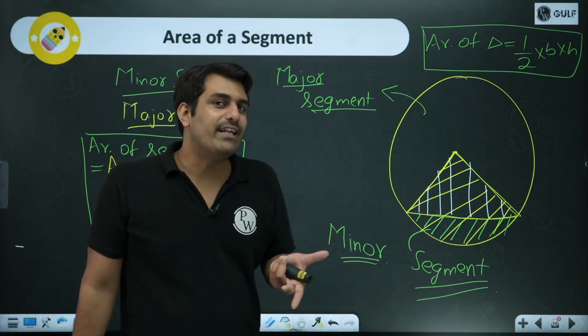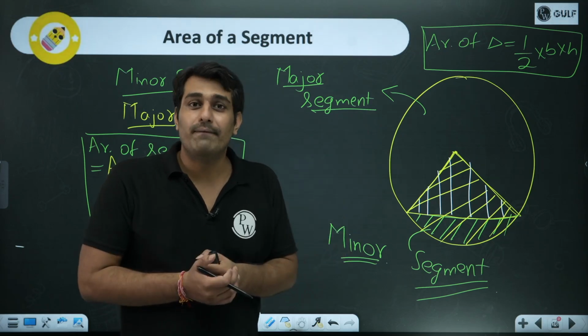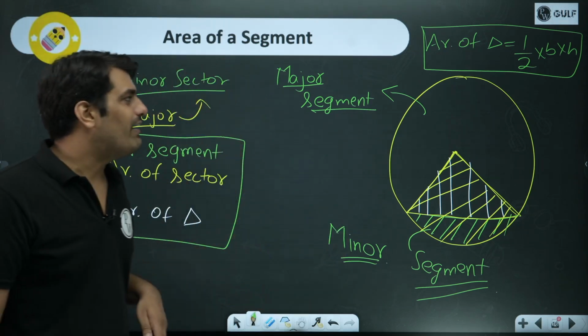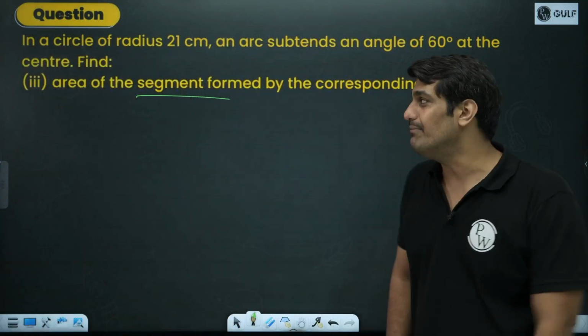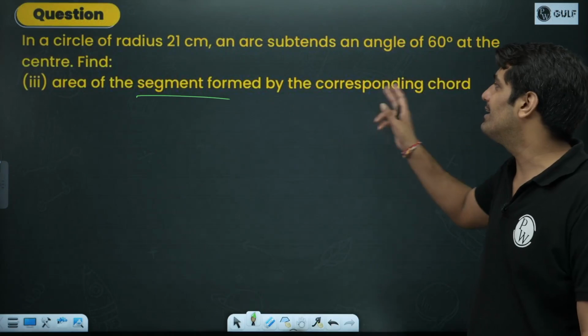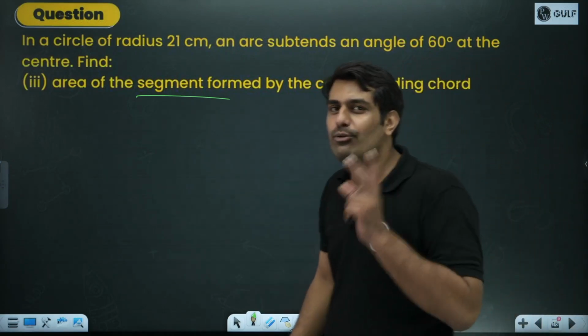We have to calculate the area of the sector, subtract the area of the triangle; we know the formula as well, and then we'll do it. So, in the previous question, where they had already asked you the area of the segment formed by the corresponding chord. Chord is clear now, that line joining the end points of the two radii.